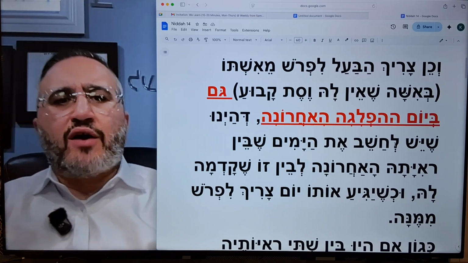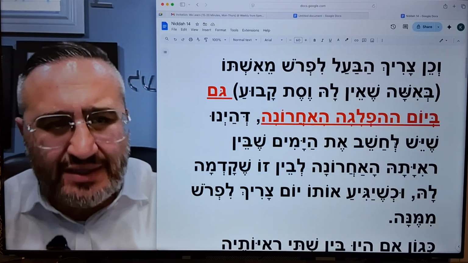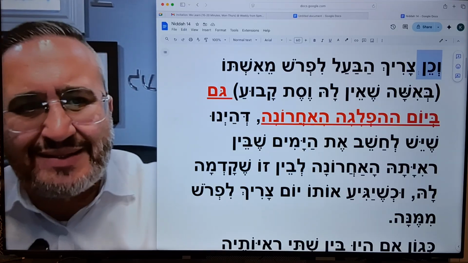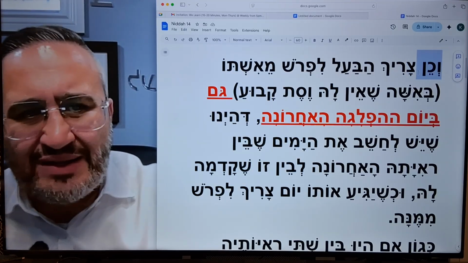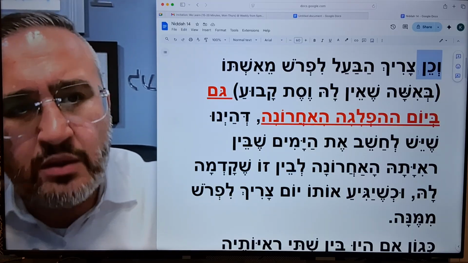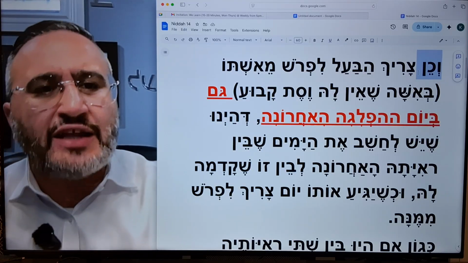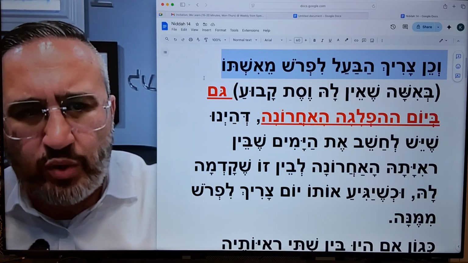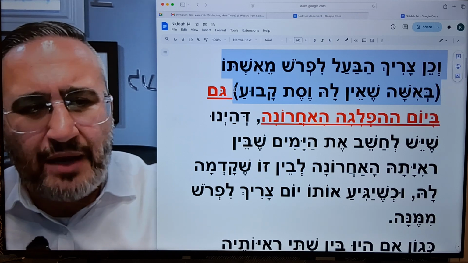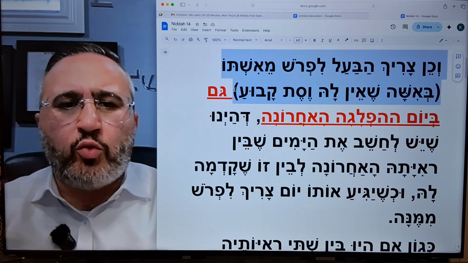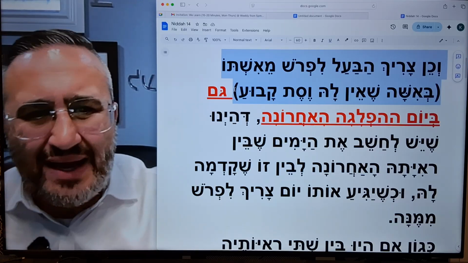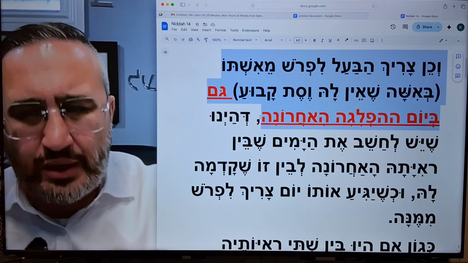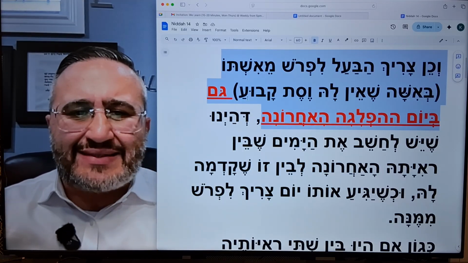In his Sefer Taharat Abayit, Rav David Yosef Shlita brings down and says, V'chen, and so too, after we saw in the previous class that a person has to distance himself from his wife on the 30th day, which is the ona benunit, so continues Rav David, V'chen, and so too, tzarich habal lifrosh mi'ishto, a husband also needs to separate from his wife. Specifically, we're speaking about be'isha she'en la veset kavua, a woman who does not have an established cycle, gam biyom haflaga ha'achrona, also on the last interval.